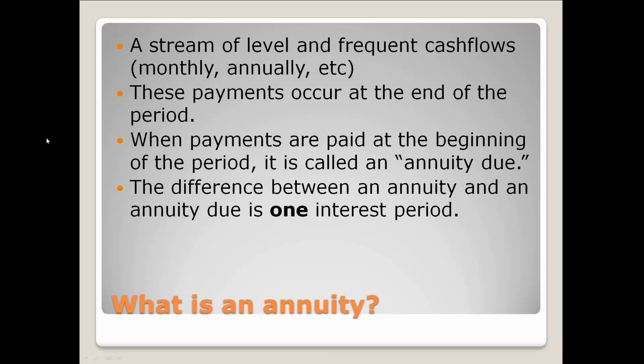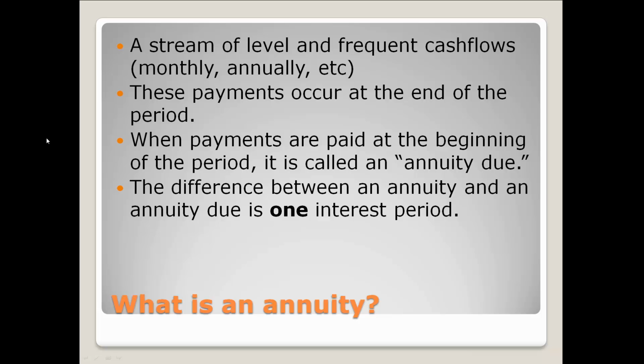Okay, so let's start it off with just a basic identification of what an annuity actually is. It's a stream of level or frequent cash flows, monthly, annually. Those are the 2 most common. Sometimes they can be weekly, but these annuity payments always occur at the end of the period. And what do I mean by that? Well, if it's a monthly annuity, then the payment's going to be received on the 30th or the 31st. If it's an annual annuity, it's going to be received on December 31st. And these types of annuities that have the payments coming in at the end of the period are called ordinary annuities, or just plain annuities.